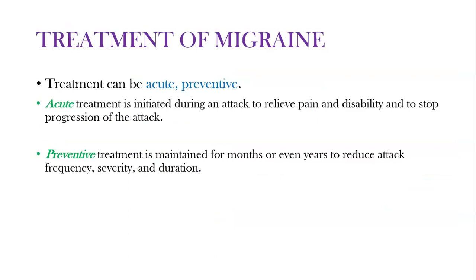Let us come to the treatment aspect. Treatment is broadly classified as acute treatment and preventive treatment. Acute is what we give during the attack, like analgesics, steroids, or hydration therapy. Preventive treatment is to prevent further attacks of migraine. First we'll see the acute treatment of migraine.